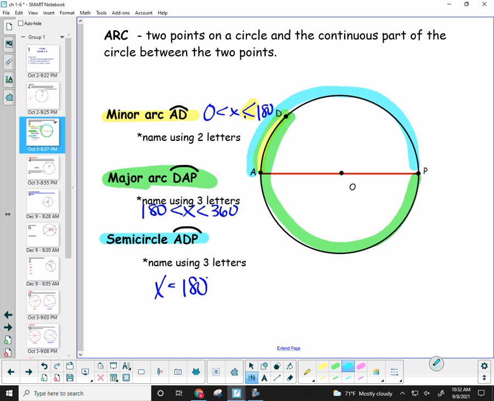So typically, semicircles are named with 3 points. Your book is sometimes bad about giving you 3 points for a semicircle. They'll only put 2 to try to trick you, so that you're not automatically reading that it might be 180 degrees. Okay? But typically semicircles are named with 3 points.